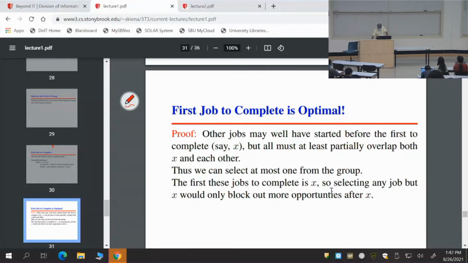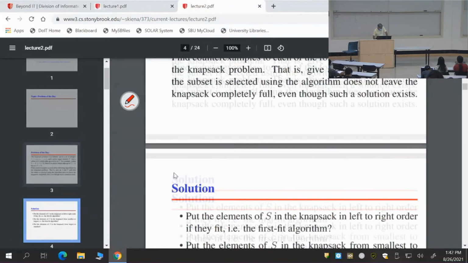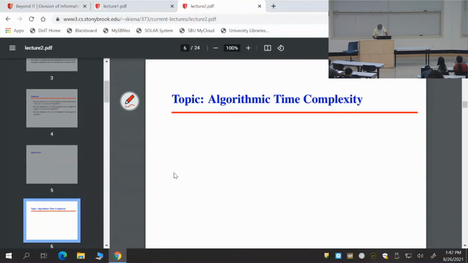Okay, good. Okay, fair enough. Let's try this. Okay, any questions about counterexamples or any of that? Going once, twice, three times.